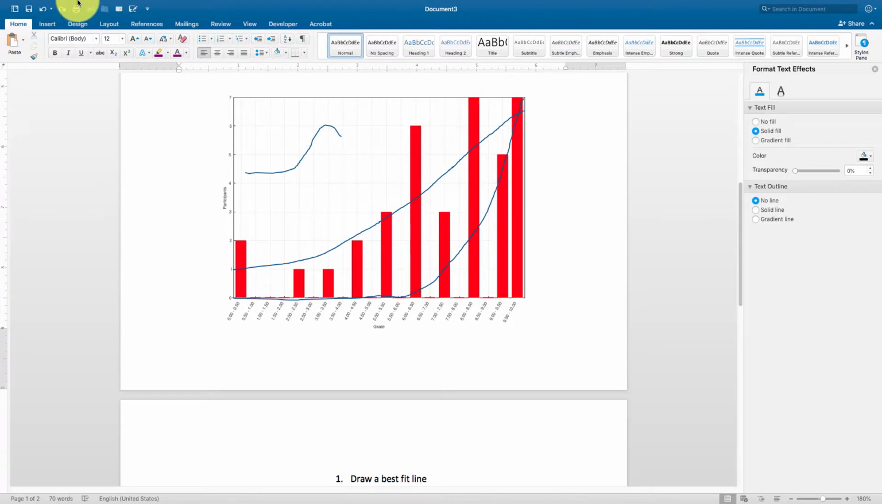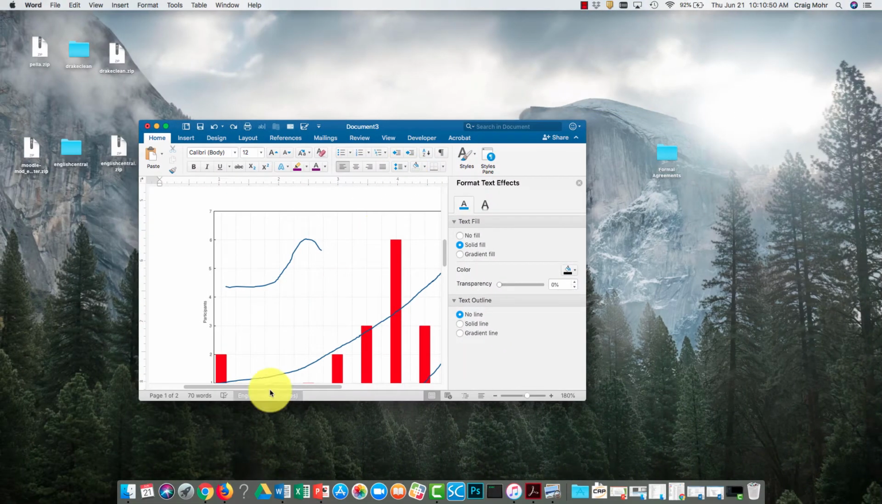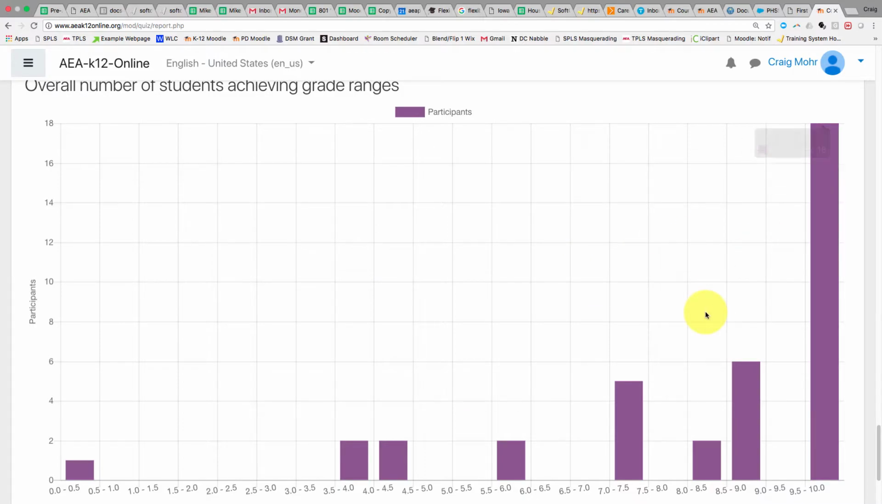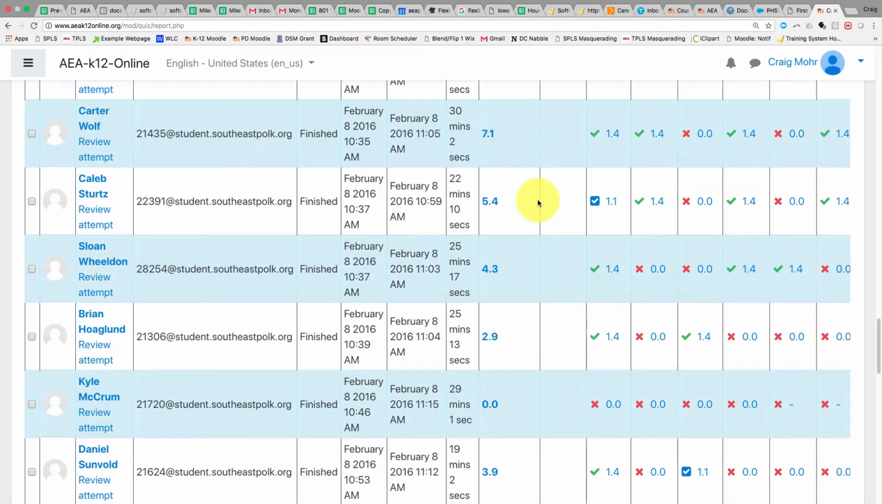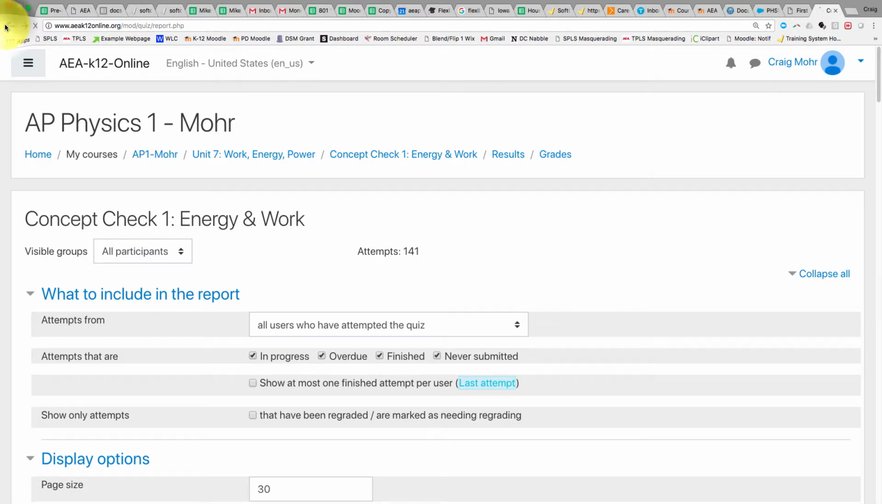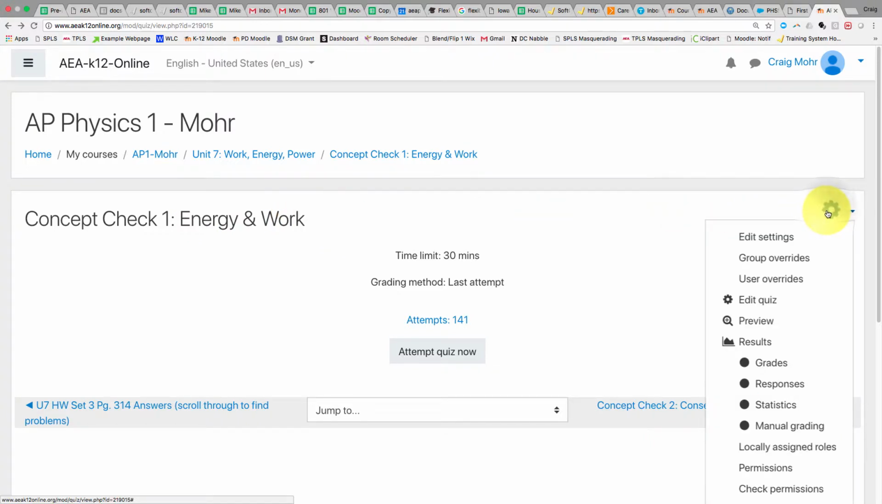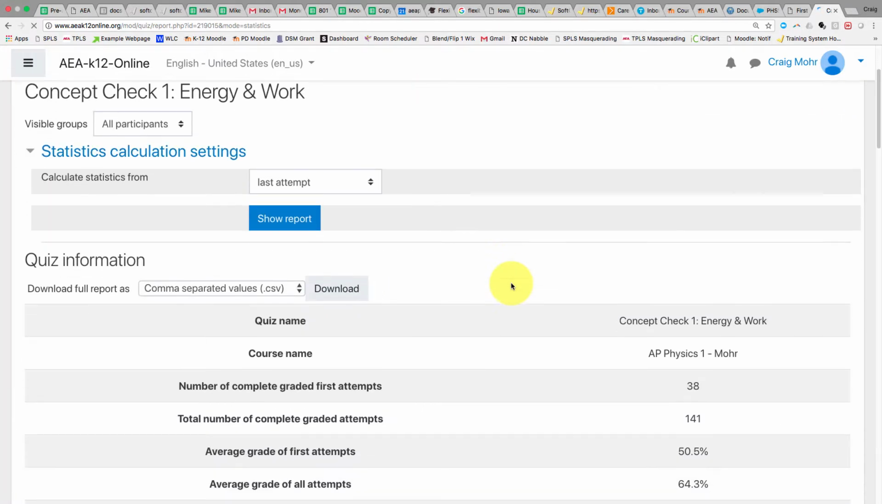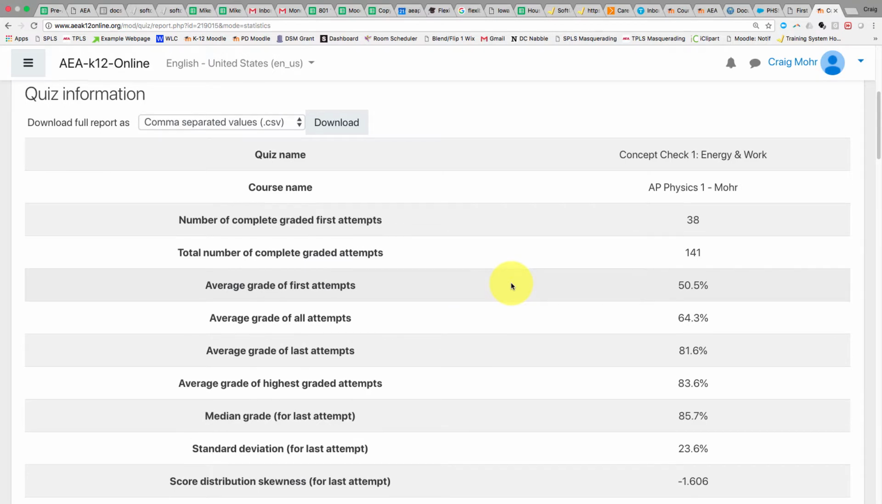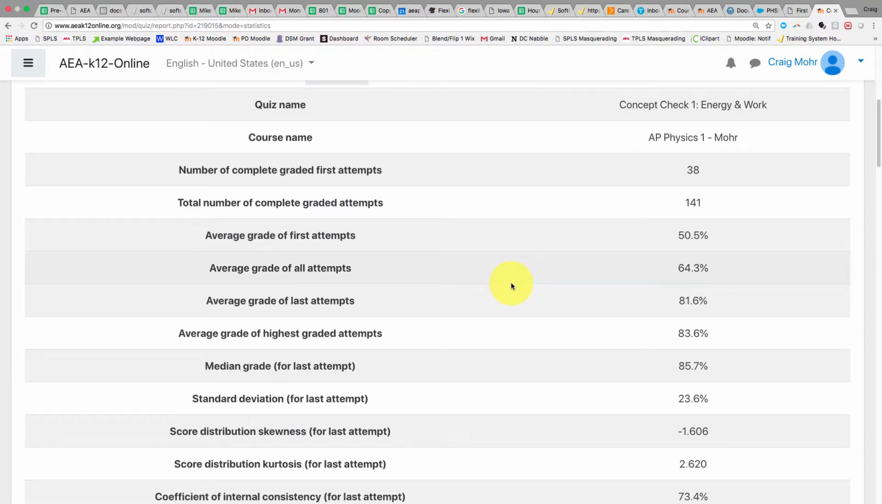Let's look at a couple other statistics that you can dig into. Go back here. So this is the histogram like I showed. Some of the other statistics you can dig into are, so here I'm back on, I just clicked on the concept check. I can click the cog over here, and in results, I can click on statistics. This is now going to give me statistics that I can confidently say 95% of people in the world don't ever look at these things. But because you're doing this in Moodle, it's already done for you, so it doesn't take any additional work.